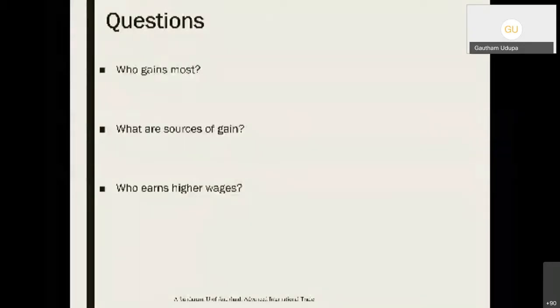Yeah, there are some questions. On the previous question about who gains more, there's one question which said, does it matter who gains more as long as everybody gains? You want to address that? Sure. So certainly it doesn't matter who gains more. That's just a question that I ask. As long as everyone gains and is better off than before, it still makes sense to trade.